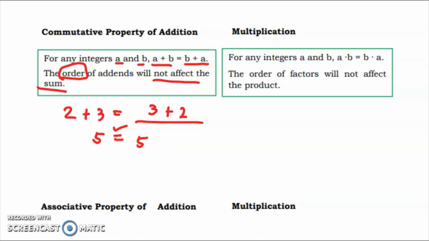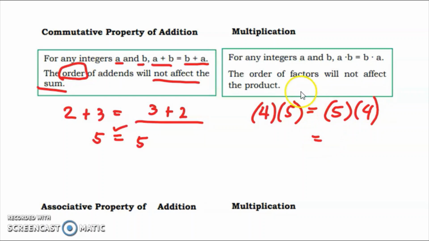For multiplication, ganun din. Order of the factors will not affect the product. So, kung meron ako ditong, ibahin naman natin, 4 times 5. So, since order is not important, kahit mauna kong isulat si 5 dito, times 4, dapat pareho pa rin sila ng magiging product. Sige nga, check natin. 4 times 5, 20. 5 times 4, 20. So, pareho lang sila. So, order will not affect the product or the sum of the given. Okay? Dahil yan sa commutative property.